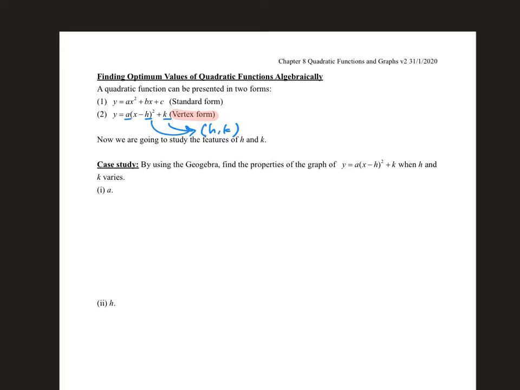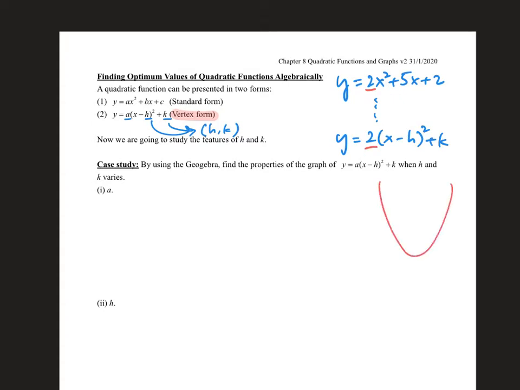For example, if you have a function y is 2x squared plus 5x plus 2, and we have some way to change it into vertex form, that means it's like 2 times (x minus h) squared plus k. Then we can know very important ideas about the function. It would be a happy graph because the value of a is 2, and hk stands for the vertex, which is also the minimum point. And from the minimum point, you can also read the minimum value of the function, which is the value of k.